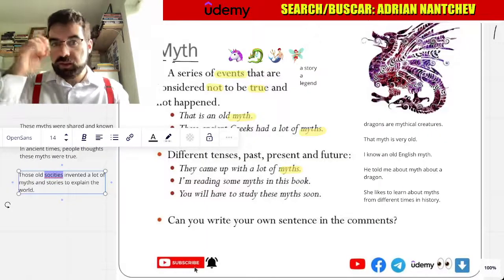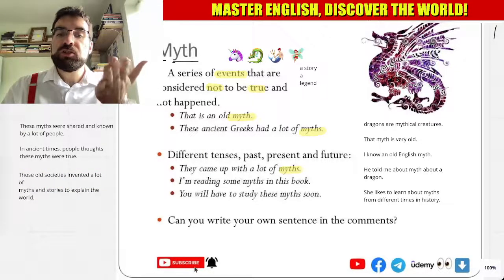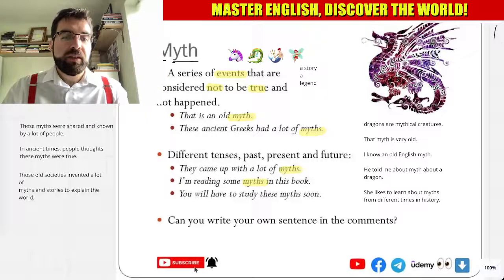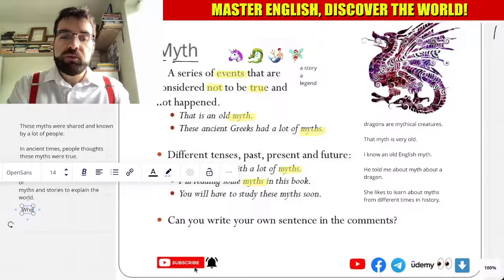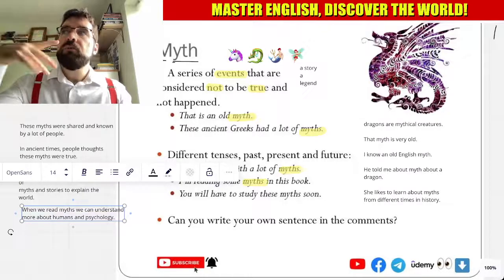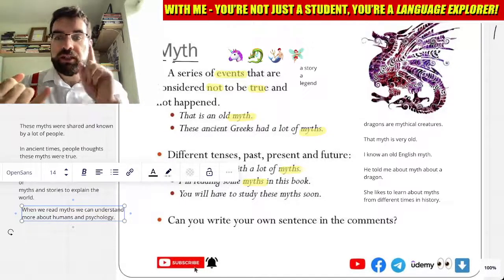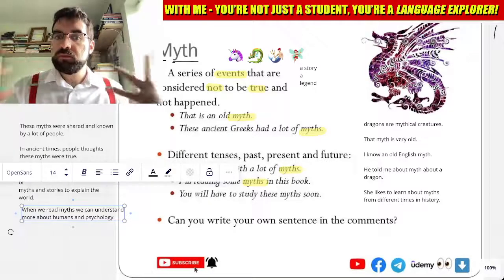How cool is that, language explorers? I'm reading some myths in this book. So when we read myths, we can understand more about humans and psychology. Yeah, we understand more abstract concepts of mankind and psychology, incentives and motives.